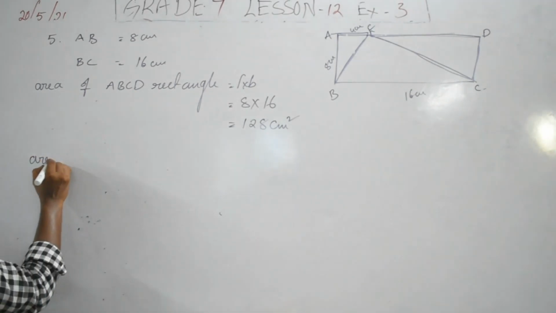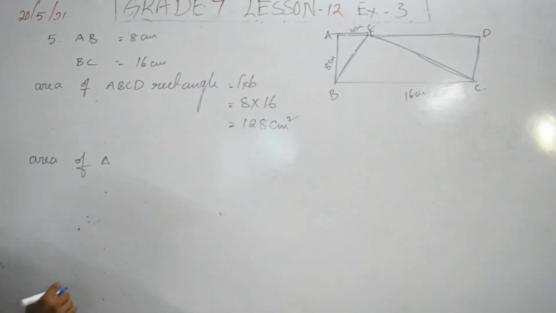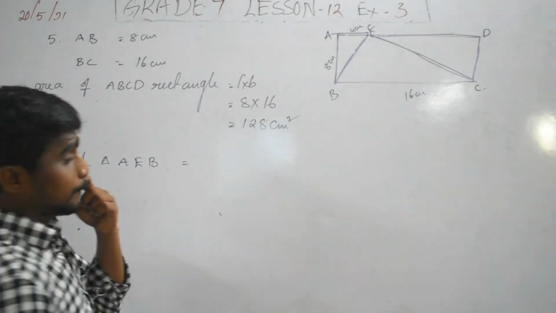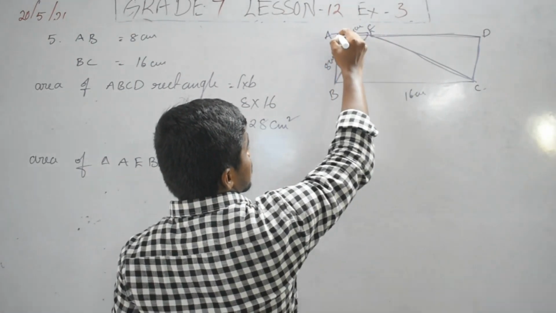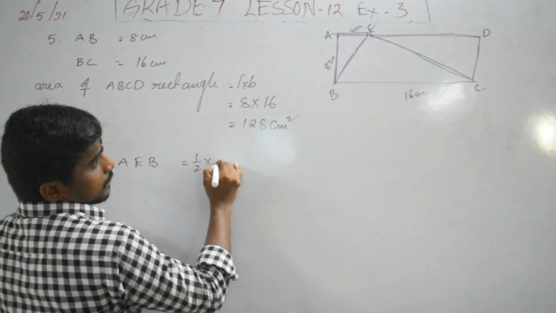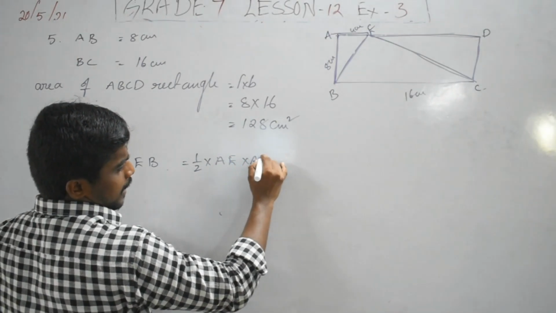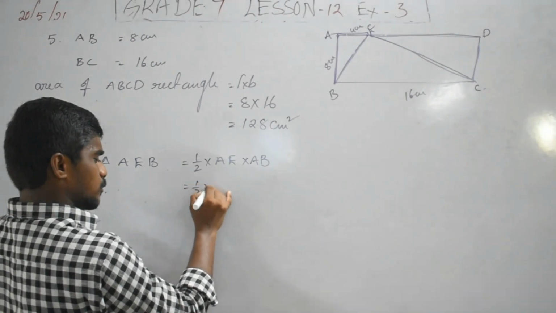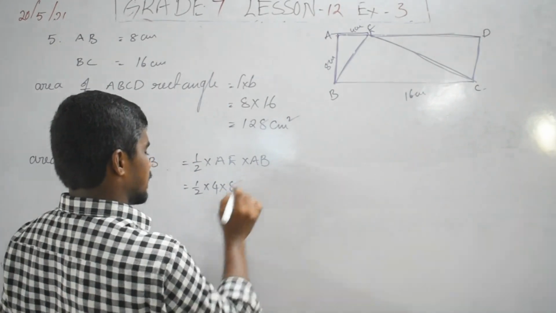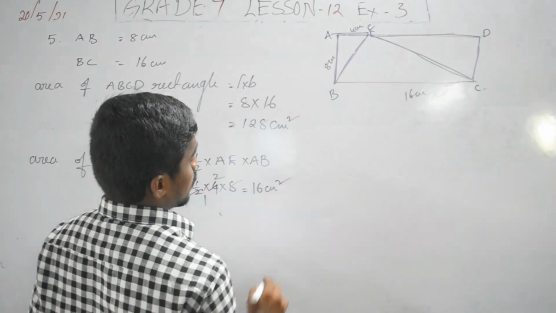Next, now area of triangle AEB. Now see, this is the base, this is the height. So half cross out base AE, cross out height AB. So 1/2 cross out AE how much? 4 cross out 8. 2 1 ja, 2 2 ja, 16 centimeter square.